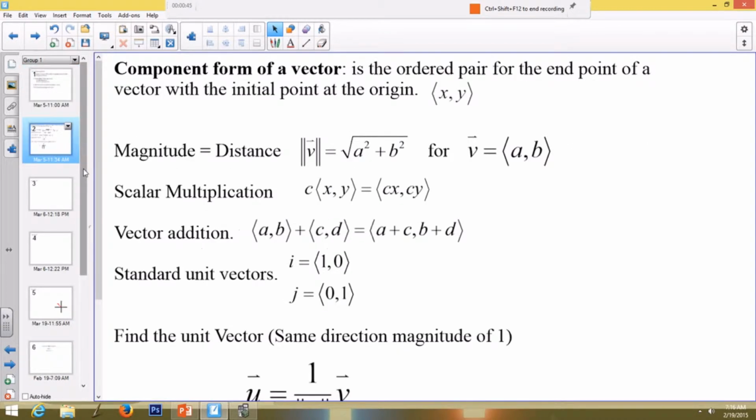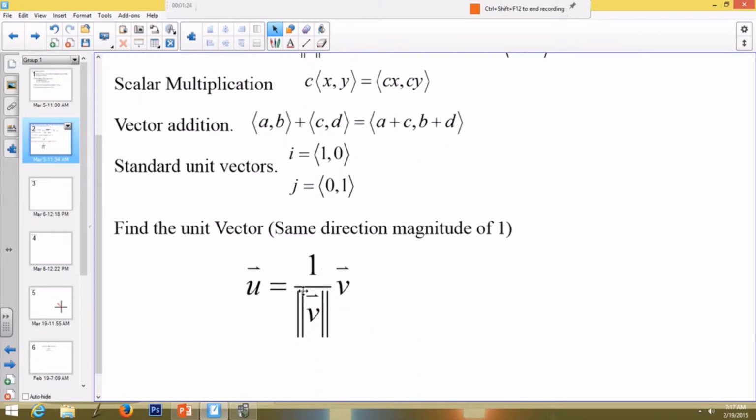Remember some real quick things: the component form of a vector has these little brackets to indicate that it is a component, and this is the endpoint of a vector whose tail starts at the origin. The double lines indicate the magnitude of that vector, and graphically that means it's the distance. We're going to be using scalar multiplication a lot, and some vector addition today. We're also going to be using the unit vectors i and j, which are just the horizontal vector and the vertical vector.